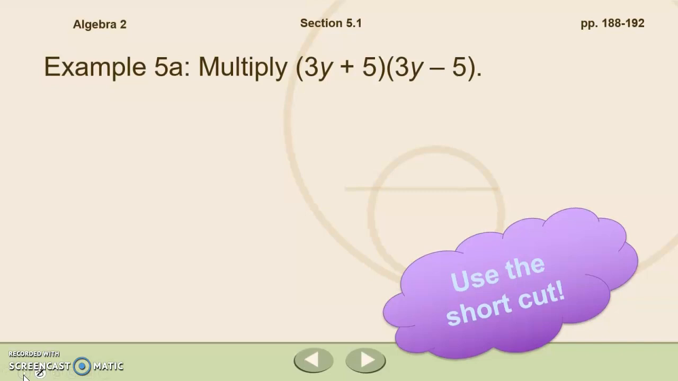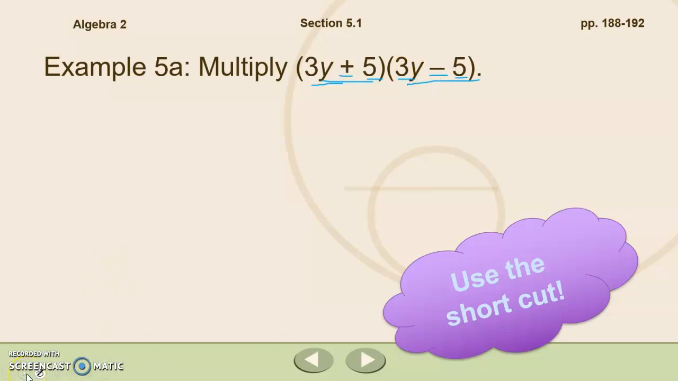So let's take a look at this example. We're going to multiply 3y plus 5 and 3y minus 5. You should recognize right away that these are conjugates. Our a term is the same and our b term is the same. The only thing that's different is the operation that's happening in each of these binomials.